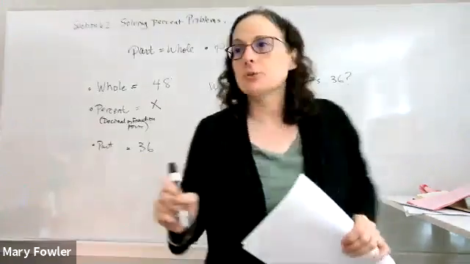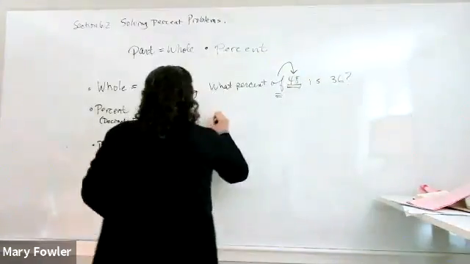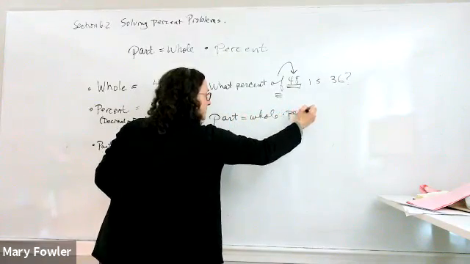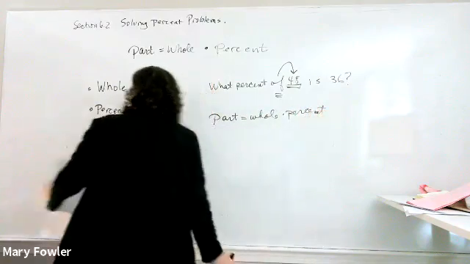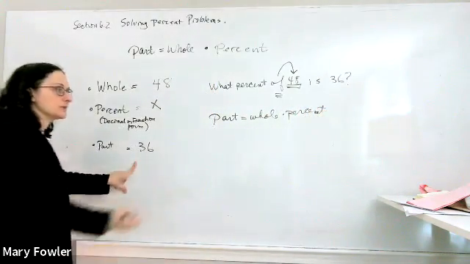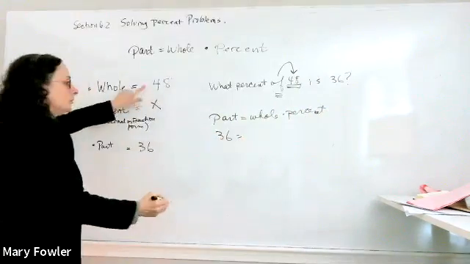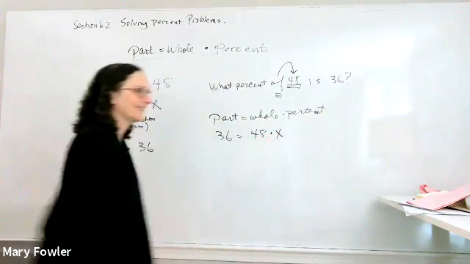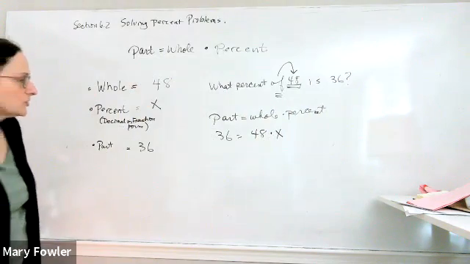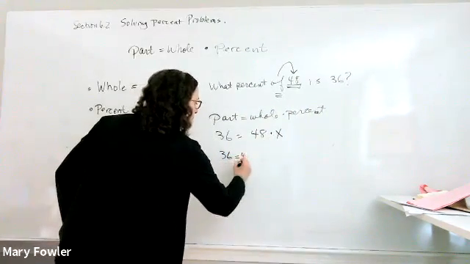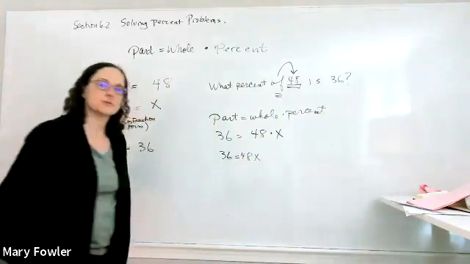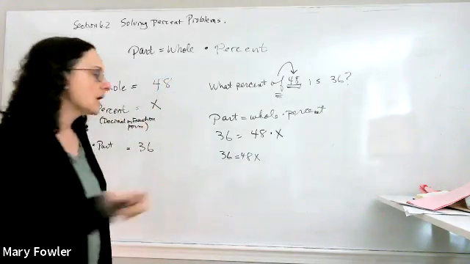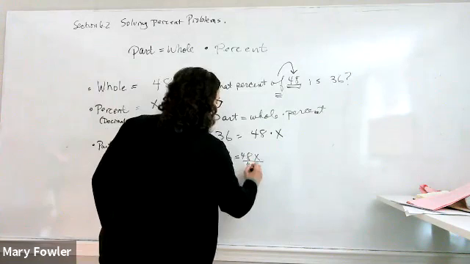So let's go ahead and plug this into our percent equation. Part is equal to whole times percent. Okay, so my part is 36, my whole is 48, and my percent, we'll call that X. All right, so we have this equation, 36 is equal to 48X. We have to solve for X. We want to isolate X. So 48 and X are attached by multiplication. We're going to divide both sides by 48 to isolate the X.